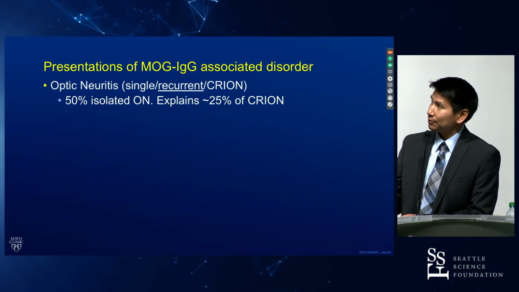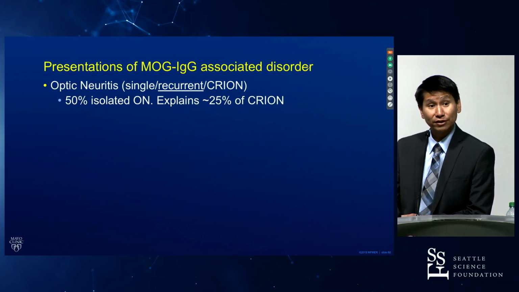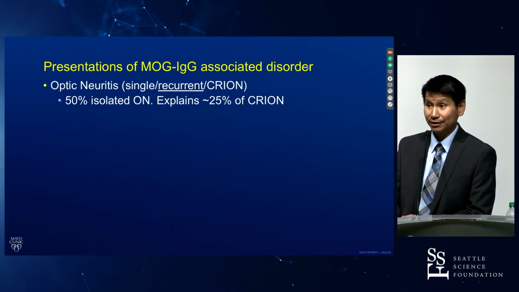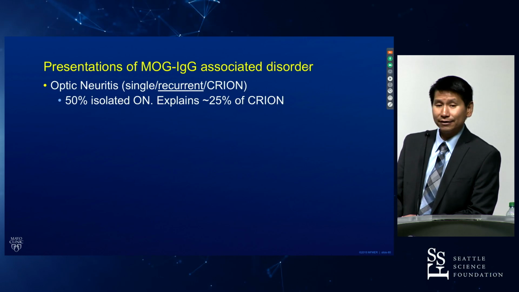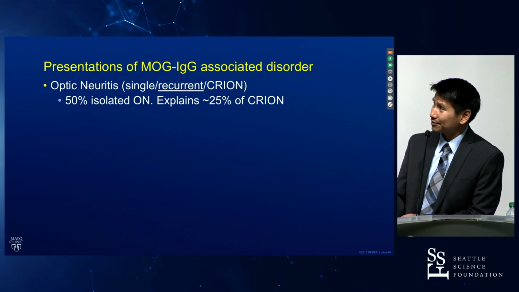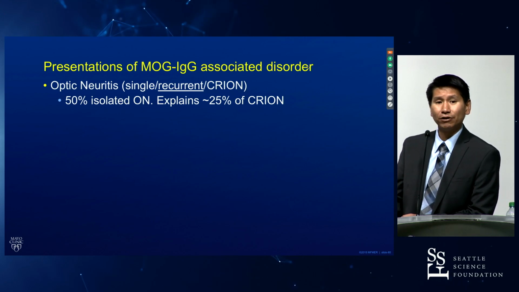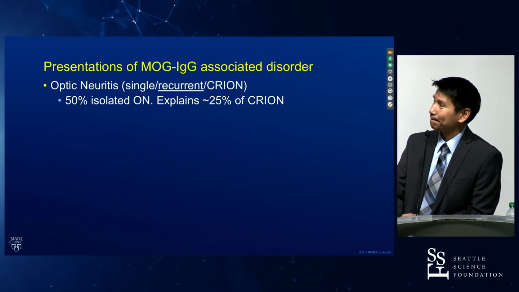So I just wanted to talk about different ways MOG can present. Optic neuritis is the most common way it presents, which is why we see it as neuro-ophthalmologists. 50% of the time it's isolated. 50% of the time there's other features as well. And it probably explains about 25% of what was previously idiopathic, steroid responsive but dependent optic neuropathy.